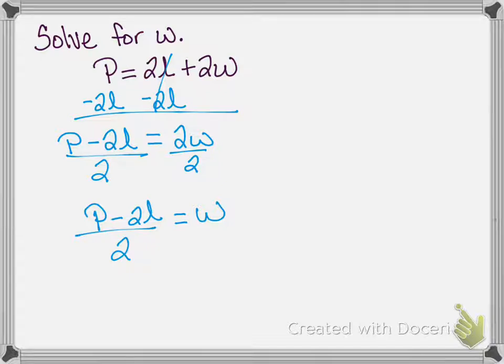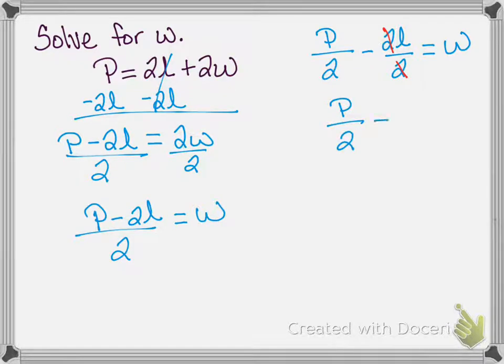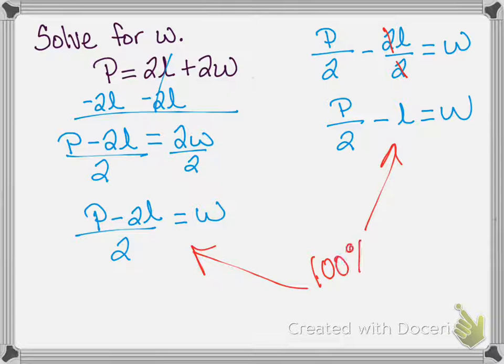However, I do have some students that do. And they would have P over 2 minus 2L over 2. The benefit of going that additional step is, what can I do with the 2 and the 2? I can cancel them. Okay? And so these would cancel, and I'm left with P over 2 minus L equals W. Both of these are 100% correct.